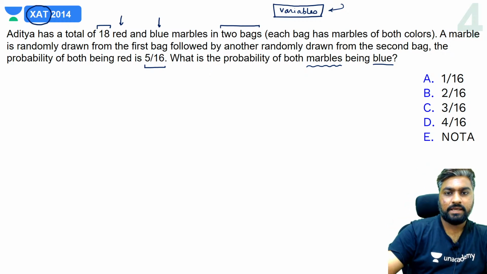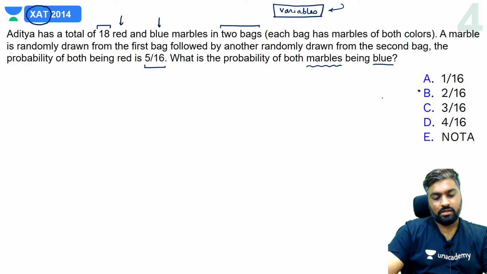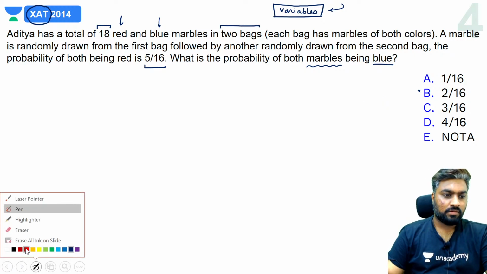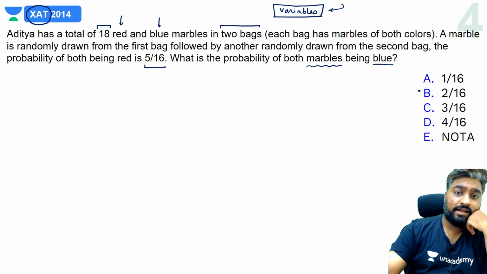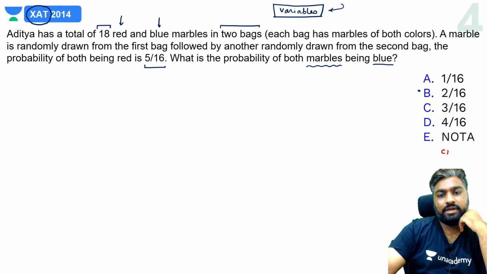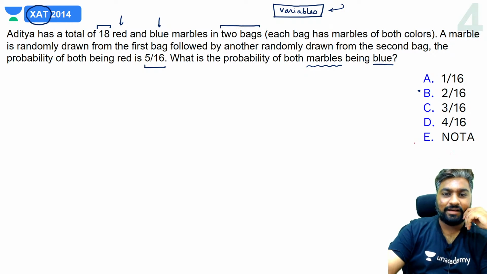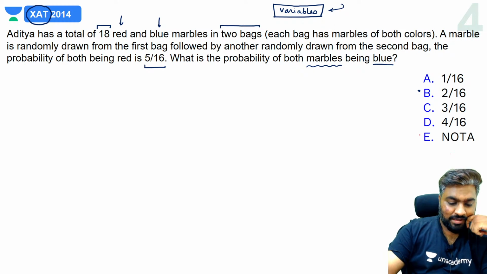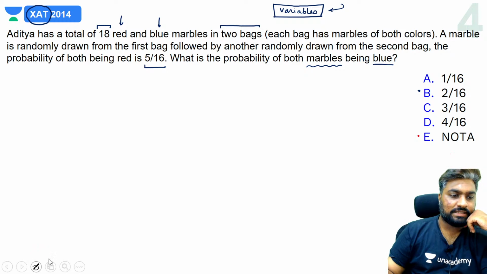Okay, Ajay says B, 2 out of 16. All right. Okay, what about others? This question does make you feel like there should be a cannot be determined in the answer choices, right? But they don't have cannot be determined, they only have none of the above, which Janvi thinks is the answer. Janvi says E, none of the above is the answer.